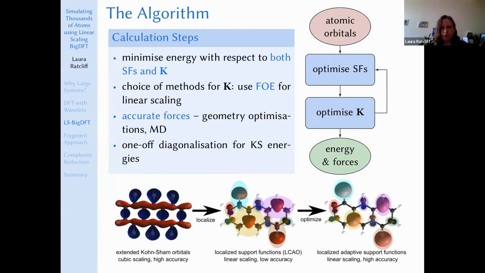So then we need to put all these ingredients together into an algorithm. So we minimize the energy with respect to both the support functions and also the density kernel. We have a few different approaches for optimizing the kernel, but we usually use the Fermi operator expansion as our true linear scaling approach. And then we repeatedly optimize both of these until it's converged. And then at the end, we can have our total energy as well as our forces. And I said we wanted to avoid diagonalization, but if we do want the Kohn-Sham energies for some reason, we can do a one-off diagonalization at the end for relatively low cost.